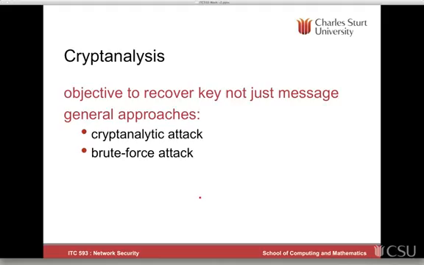And the second is a brute force attack. This type of attack tries every possible key on a piece of ciphertext until an intelligible translation into plaintext is obtained. On average, half of all possible keys must be tried to achieve success.